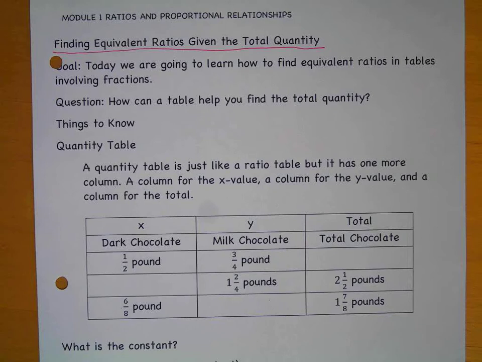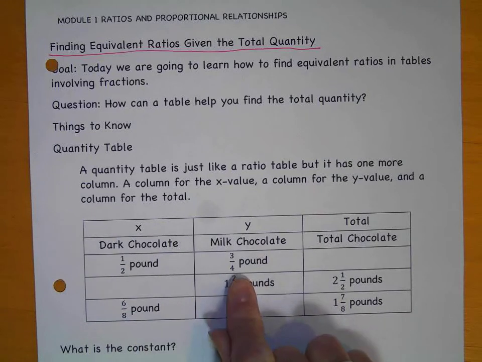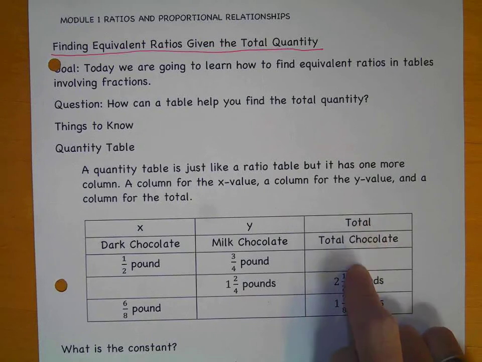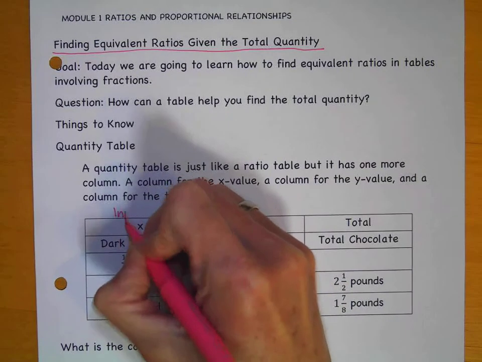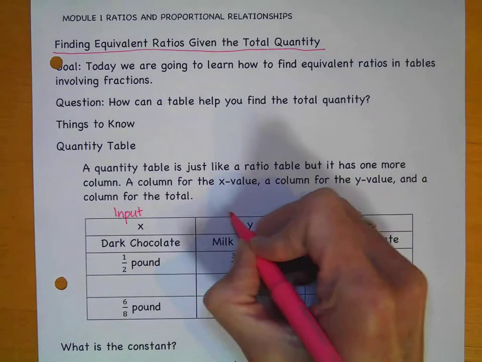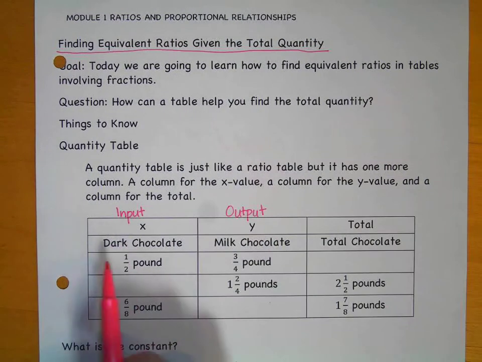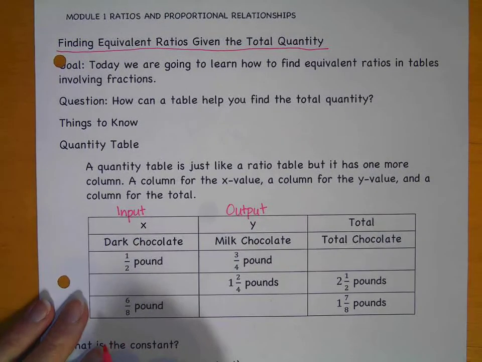So things to know. A quantity table is just like a ratio table, but it has more than one column. So if you look at it, we have the x values and the y values, but we put one more column on there, and that is going to be the total column. So here's your input. Remember we talked about this a long time ago. The x value is the input. It is the independent variable. It is the amount that does not need anything else in order to exist. So this is the input side, or the independent variable.